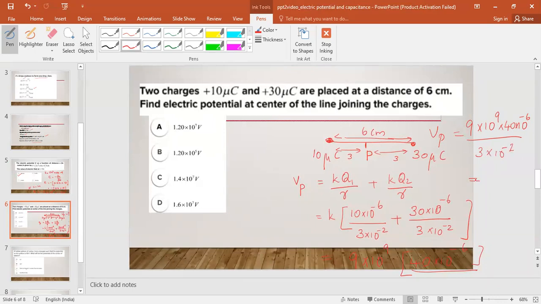So the answer we are getting is 1.2 into 10 raised to 5. Okay, this 3 and this 3 will cancel. So this becomes 12. Arranging the powers of 10, we will get 1.2 into 10 raised to 7, because this one will move up. So this becomes 10 raised to 11, and 11 minus 6 gives 1.2 into 10 raised to 7. So the correct answer is option A.